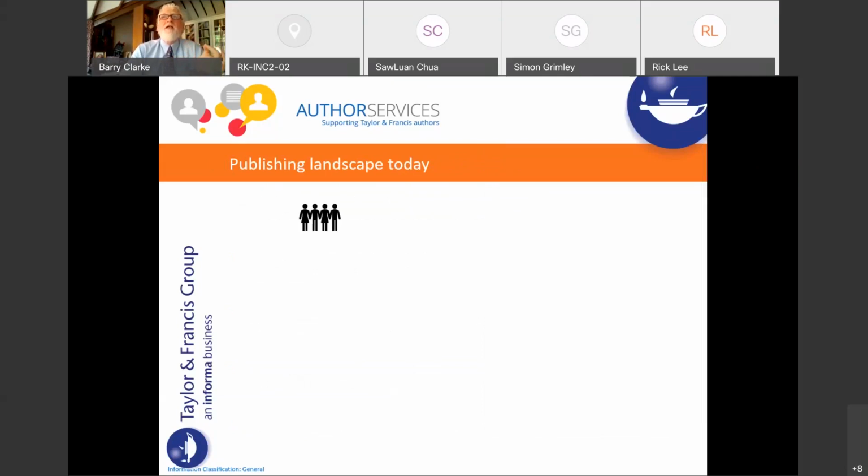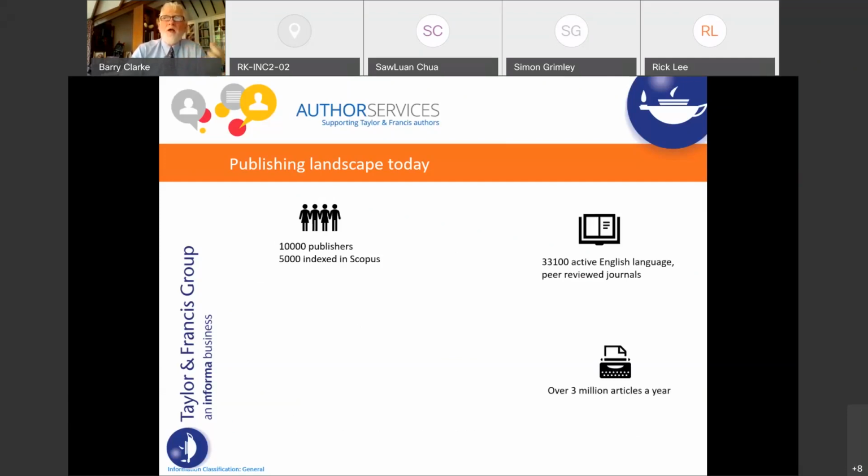There are something like 10,000 publishers, 5,000 of which are indexed on Scopus. That's an incredible number of publishers, but that means there are over 33,000 English language peer-reviewed journals published around the world. Over 3 million articles per year are published in those journals. And these numbers are increasing by 3 to 4% every single year.